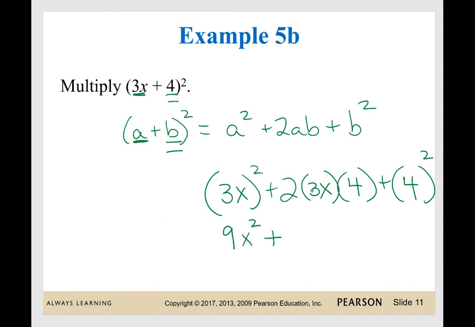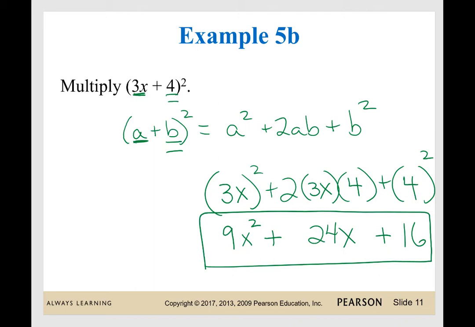Plus, middle terms, 2 times 3x times 4. So 2 times 3x is 6x. 6x times 4 is 24x, plus 4 squared is 16. So there's my answer. I find that using this pattern is very, very helpful for me. It saves me a lot of time.